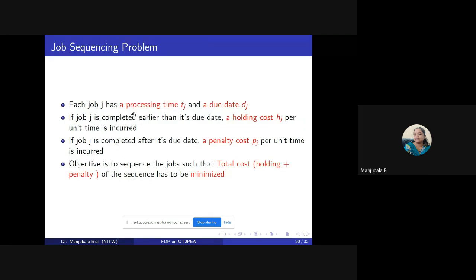These things I already told. Each job J has a processing time Tj and a due date Dj. If J is completed earlier than its due date, a holding cost Hj per unit time is incurred. If J is completed after its due date, a penalty cost is incurred. So the objective is to sequence the jobs such that the total cost, holding cost plus penalty cost of the job sequence, is minimized. So this is a minimization problem.